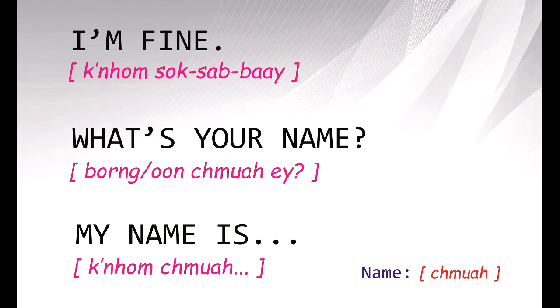And then for your answer to this question, you're going to say my name is. In Khmer you say khnyom chmuh and then your name. For example, your name is John. So you say my name is John. In Khmer you say khnyom chmuh John. Okay, so again, I read this page again. I'm fine, khnyom sok sabai. What's your name? Bong chmuh ai or on chmuh ai? My name is, khnyom chmuh.